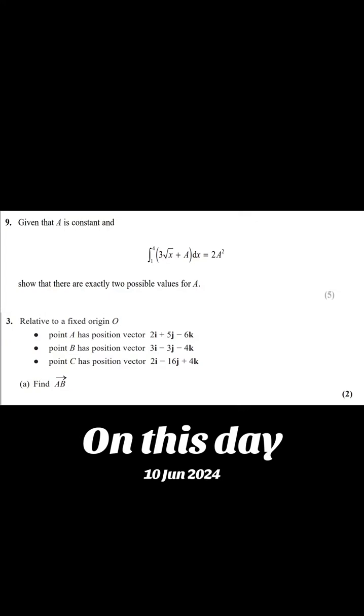Okay, question 9. Given that a is a constant and the definite integral between 1 and 4 of 3 root x plus a dx equals 2a squared, show that there are exactly 2 possible values of a. So step 1, write it in index form. So we've got the integral between 1 and 4 of 3x to the power of a half plus a dx.